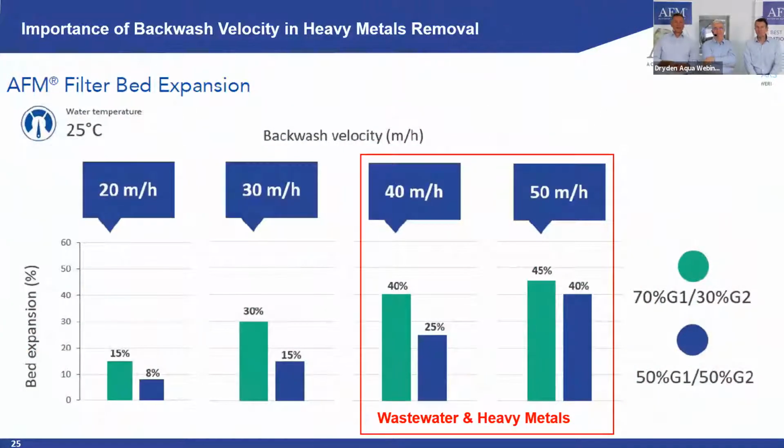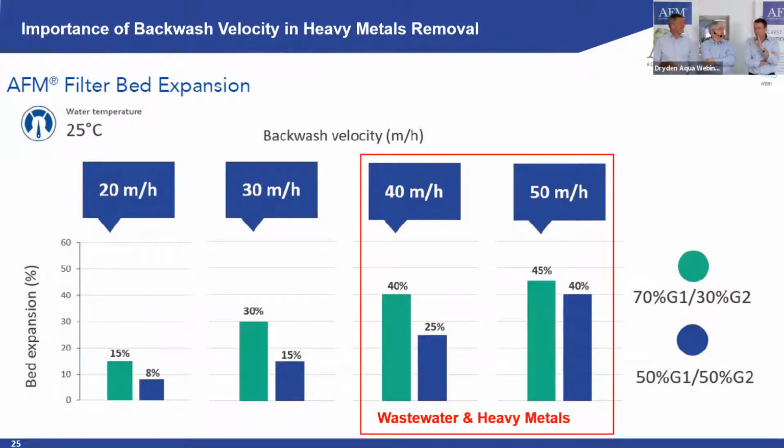So here, very important, maybe as a summary slide, we talk about wastewater treatment. And again, different layer combinations. We really need more than 40 meters per hour to evacuate and have the right bed expansion. Here you can see two different situations at 50-50, grade 1 and grade 2, in blue. So you need a little bit less velocity to expand the bed. But if you go to a 70-30 bed, then you really need a higher velocity to expand it to that level.